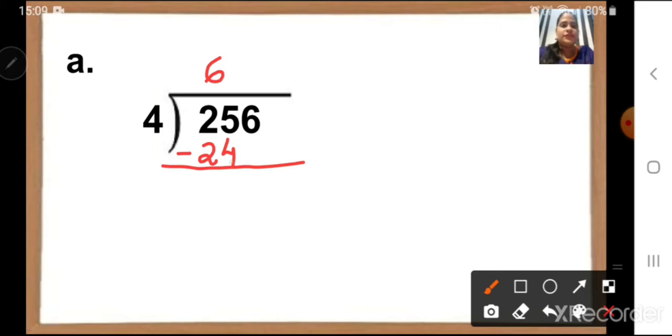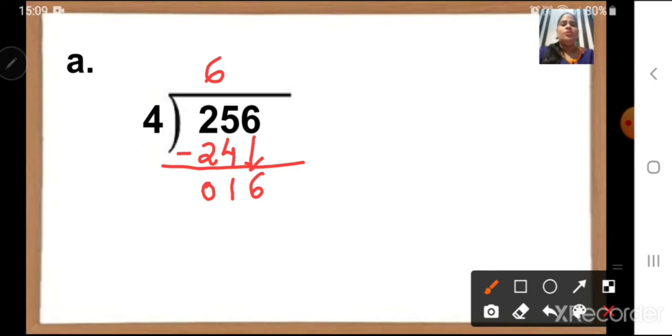5 minus 4 is 1 and 2 minus 2 is 0. Okay? Then what is the next step? We have to take the next number down, which is number 6. If you don't put the arrow also, it is okay. Now we have got here number 16. Now we have to divide 16 by 4.